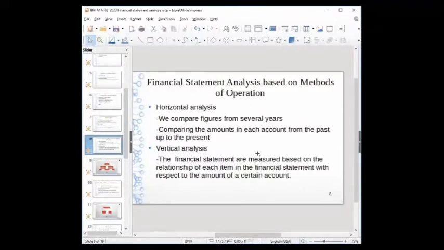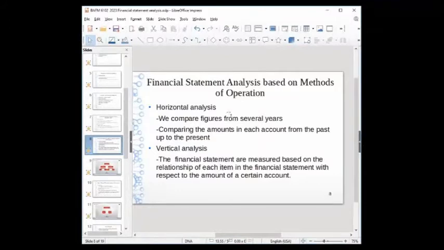Another classification of financial statement analysis is based on methods of operation. For this type of classification, we have the horizontal analysis and the vertical analysis.